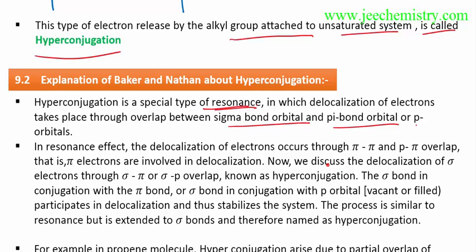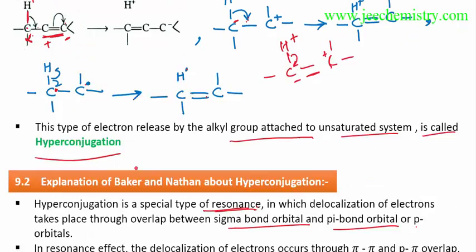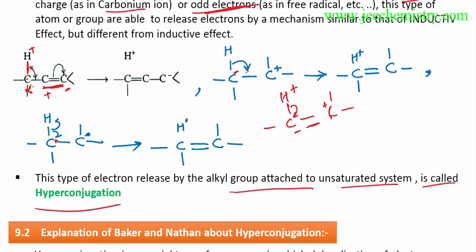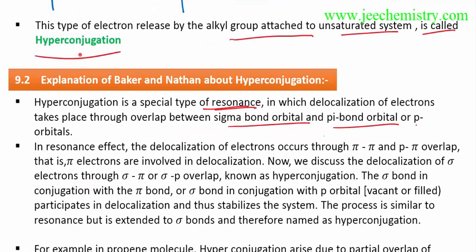Now we discuss the delocalization of sigma electrons through sigma-pi and sigma-p orbitals. Sigma-pi means this is a sigma bond orbital and a pi bond orbital, there is an overlapping and transfer of electrons, known as hyperconjugation. This is known as hyperconjugation. The sigma bond is in conjugation with the pi bond. Sigma bond is in conjugation with the pi bond, I have already explained.